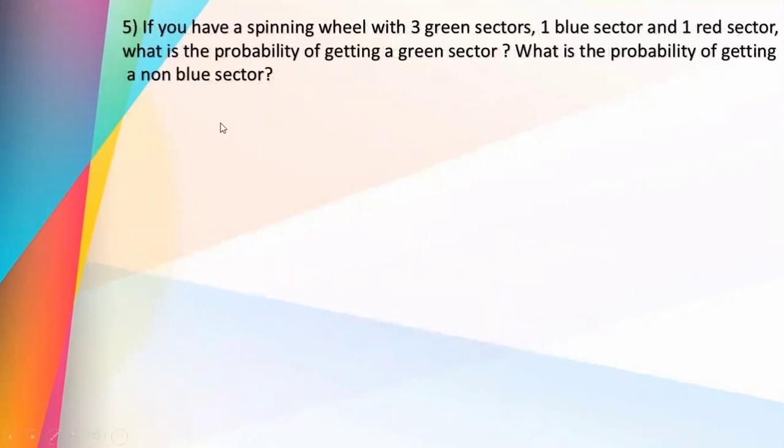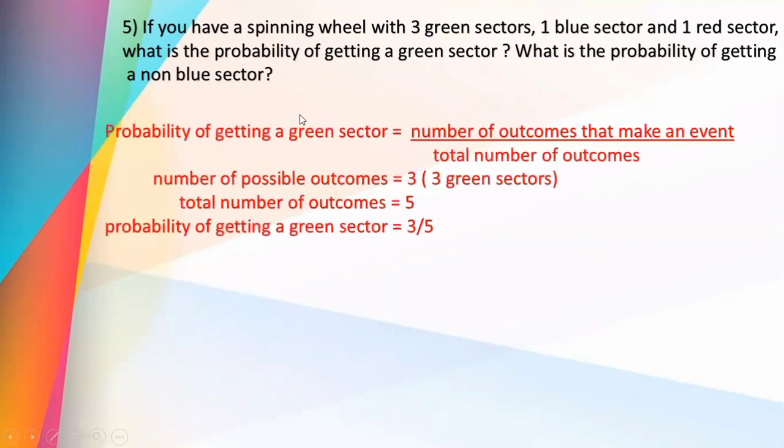Next question. If you have a spinning wheel with 3 green sectors, 1 blue sector and 1 red sector, what is the probability of getting a green sector? What is the probability of getting a non-blue sector? 2 questions. Now we can check the answers.